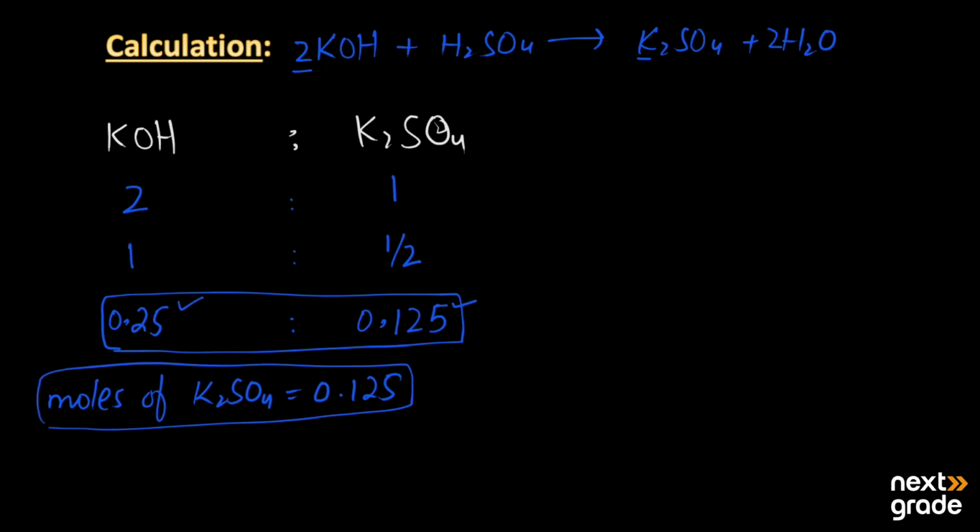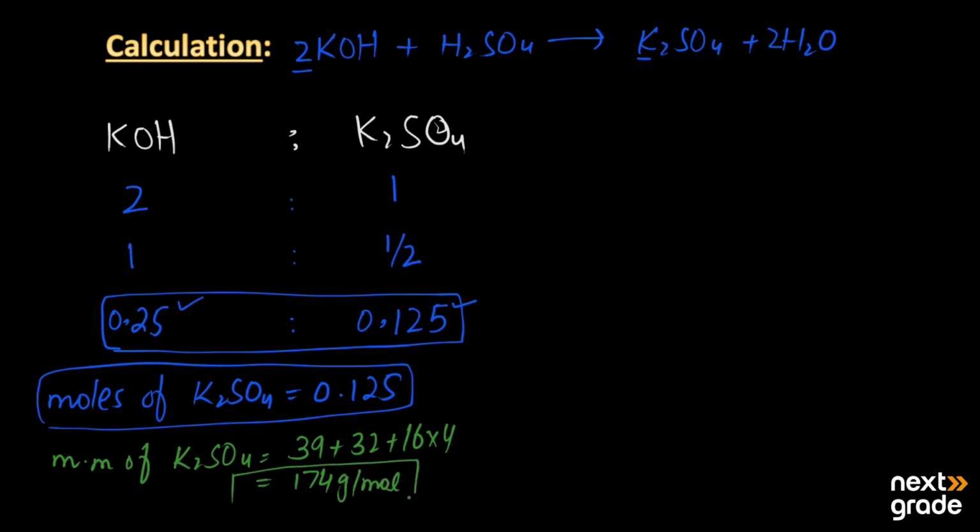Now we have moles. By finding the molar mass of potassium sulfate, where potassium has mass number 39, sulfur 32, and oxygen 16 multiplied by 4, its molar mass is 174 gram per mole. This is the molar mass of potassium sulfate. Now we will find the total amount of potassium sulfate produced.